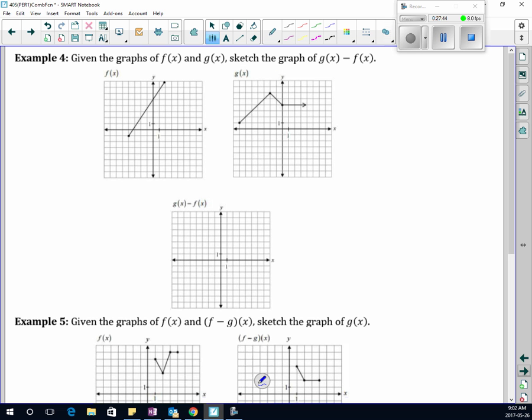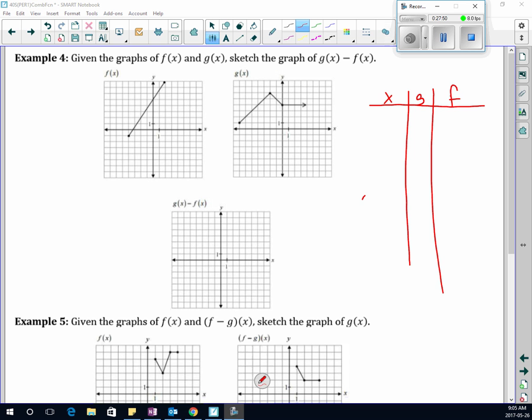Given the graphs of f of x and g of x, sketch g of x minus f of x. Yeah, so it's only going to start at -4. So 1, 2, 3, 4. So at -4, f is at -1. And g at -4, 1, 2, 3, 4, it's at 4. Does everybody see that? So now 4 subtract -1 is g subtract f. So that would be 5, yes? So -4, 5. 1, 2, 3, 4, 5.